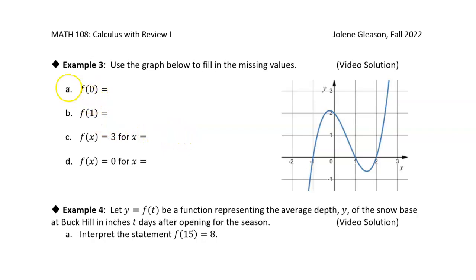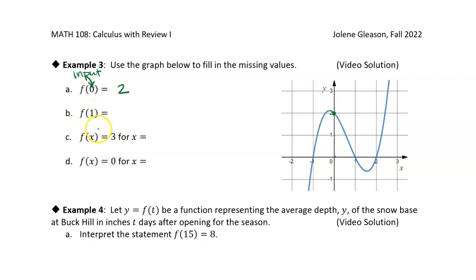So this is the input of the function. This is our x value. So we're going to find x equals 0, and then find the point on the graph that corresponds to x equals 0. So the value of the function at x equals 0 is 2. All right, that's simple.